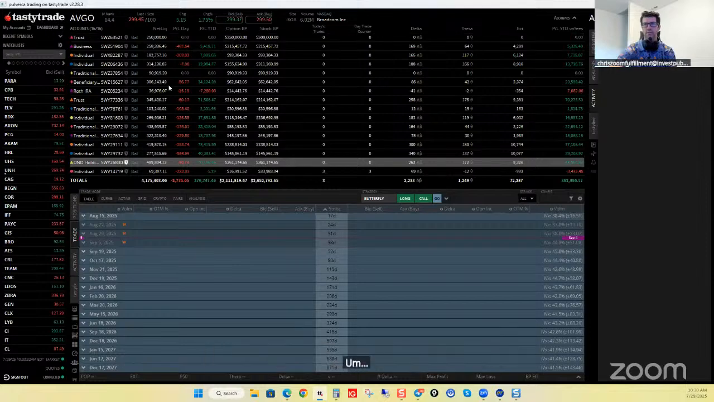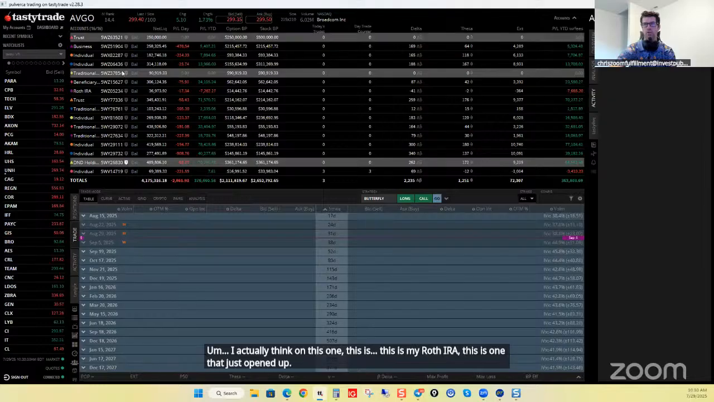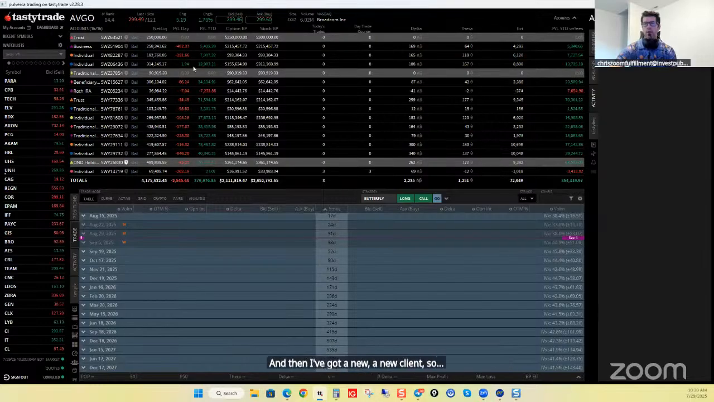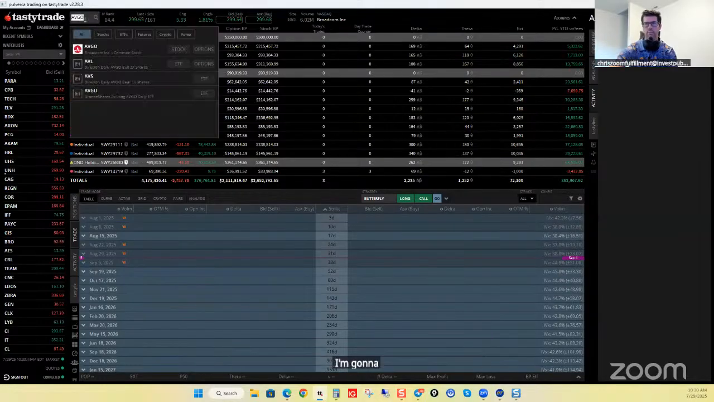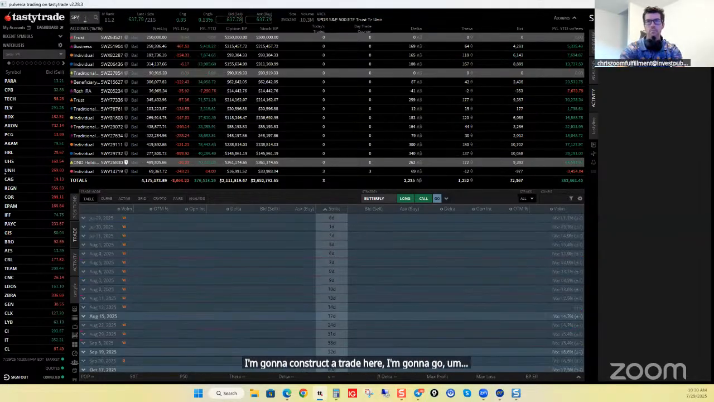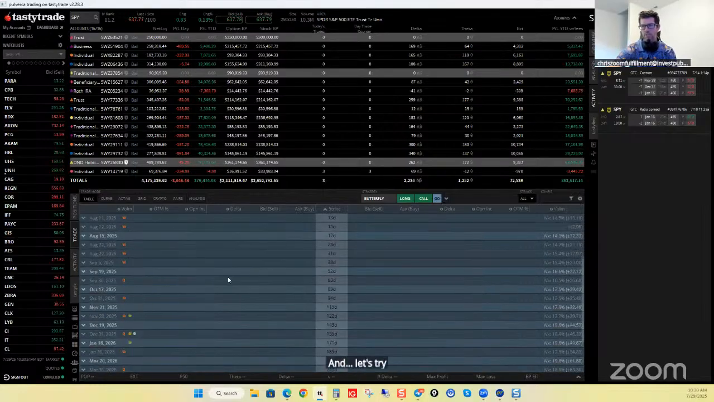I actually think on this one, this is my Roth IRA. This is one that just opened up, and then I've got a new client. So let me do this. I'm going to construct a trade here. I'm going to go SPY, and let's try to keep it somewhat mechanical.